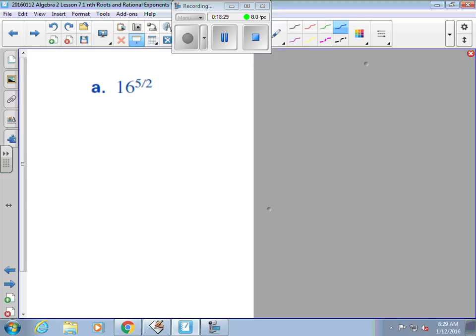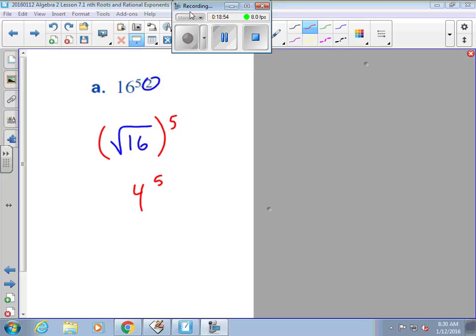Again, the bottom number is the index, this one. So it's the square root of 16. The top number is what you raise it to after you take the square root of 16. What number times itself is 16? 4. So it's 4 to the 5th power. 4 times 4 is 16. Times 4 is 64. Times 4 is 256. Times 4 one more time is 1024. And I should know that one. You're actually used to that one.